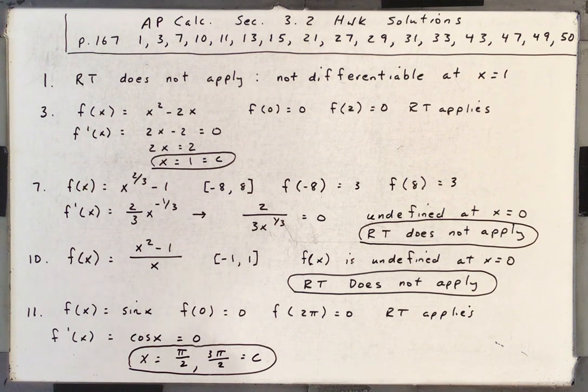Okay, number 11, we have f of x is equal to sine x. The interval is 0 to 2 pi. If I plug in 0, I get 0. If I plug in 2 pi, I get 0. So Rolle's theorem applies. This is a continuous sine wave. The derivative is cosine x. We'll set that equal to 0. And if you look at your unit circle, you'll see that cosine x is equal to 0 at pi over 2 and 3 pi over 2. So those are our values of c, where we have a horizontal tangent line.